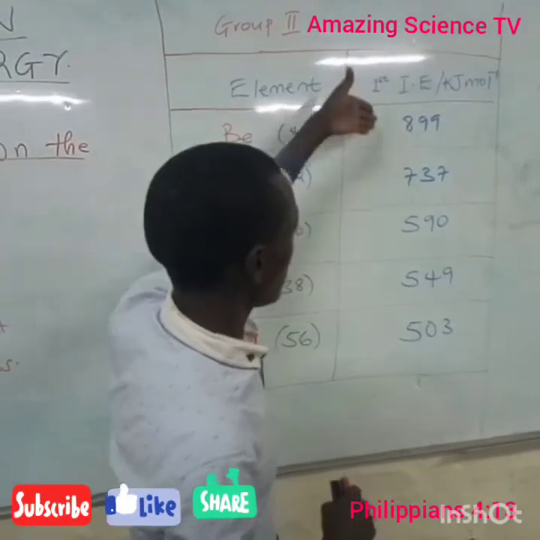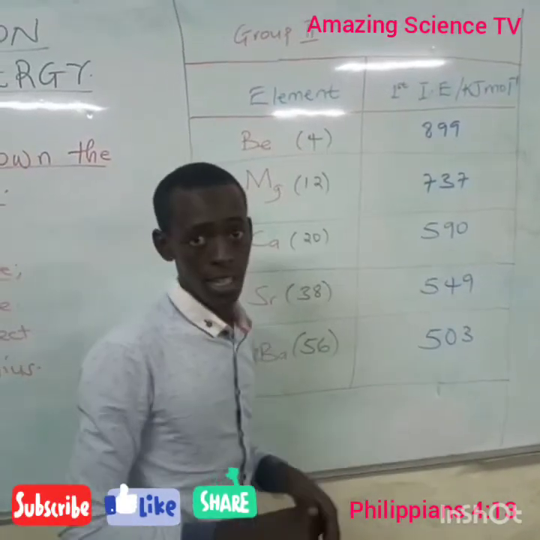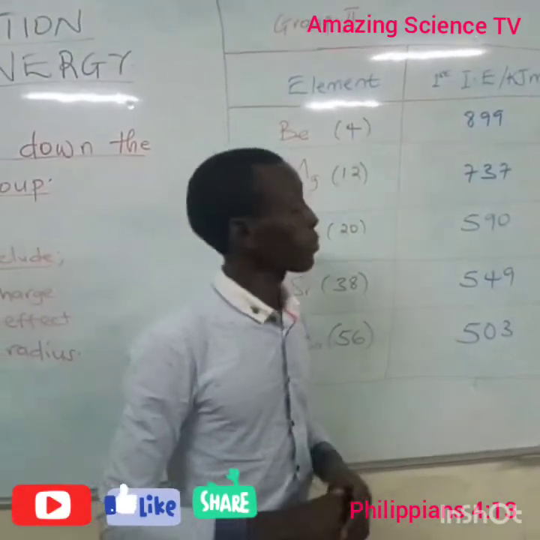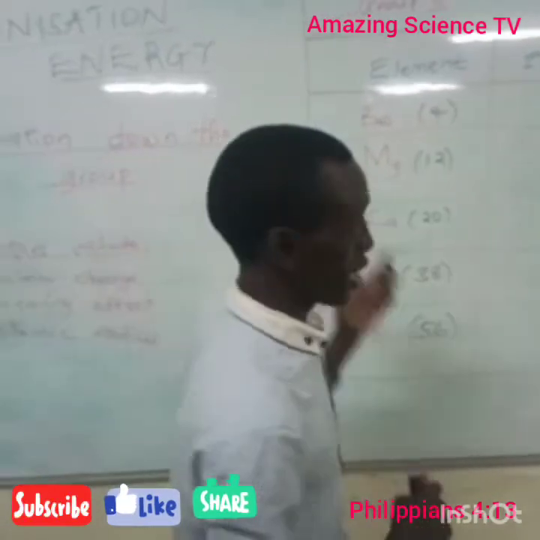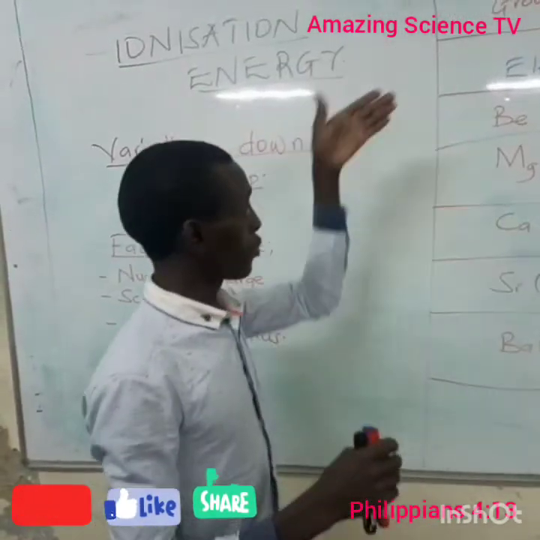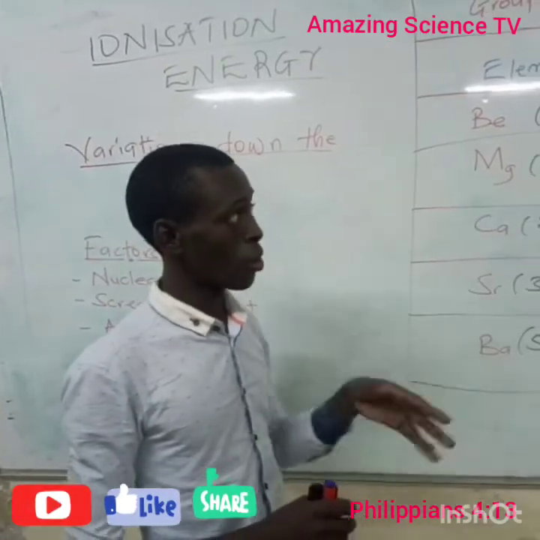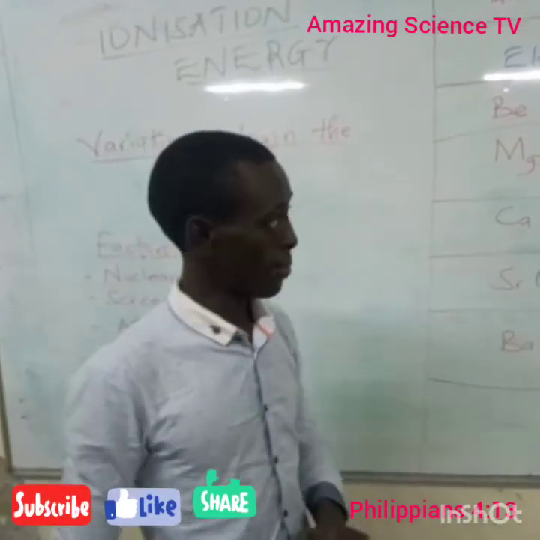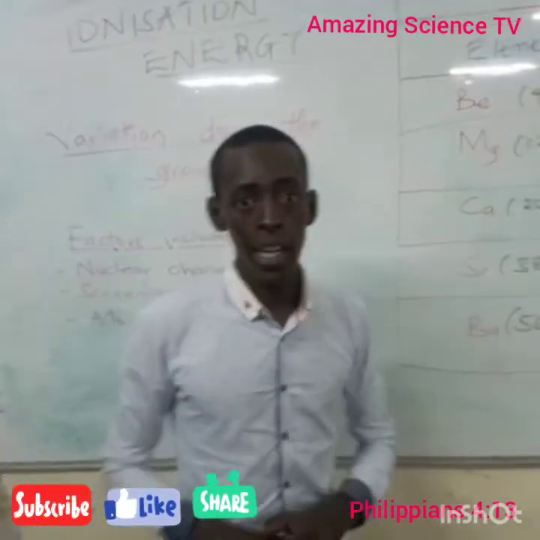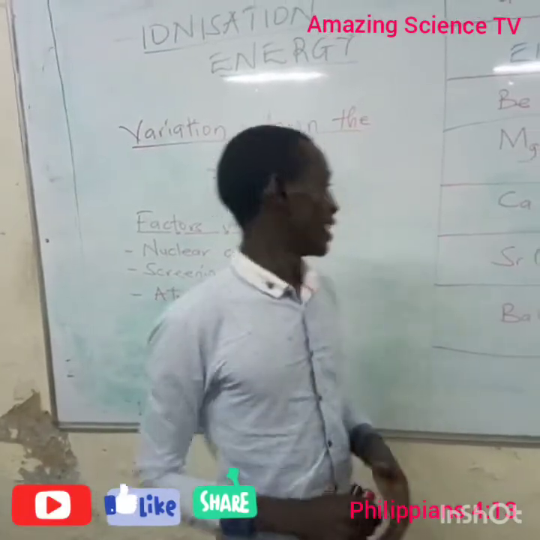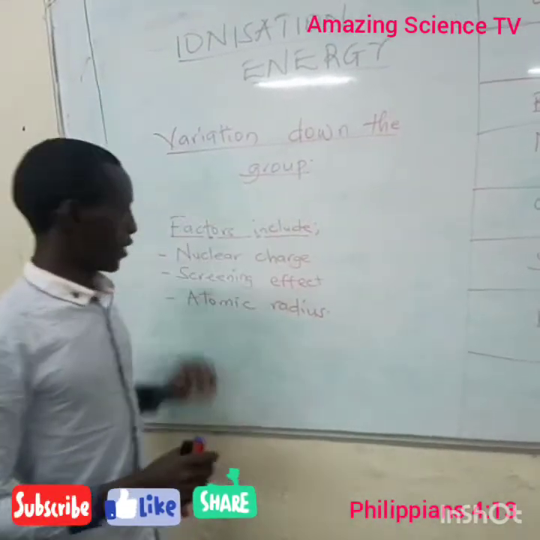So we see that the trend generally decreases down the group as we move from top to bottom. So that is the trend of ionization energy down the group. As we move from top to bottom down the group, generally ionization energy decreases. So what could be the reason why ionization energy follows that trend? We are going to look at the factors.